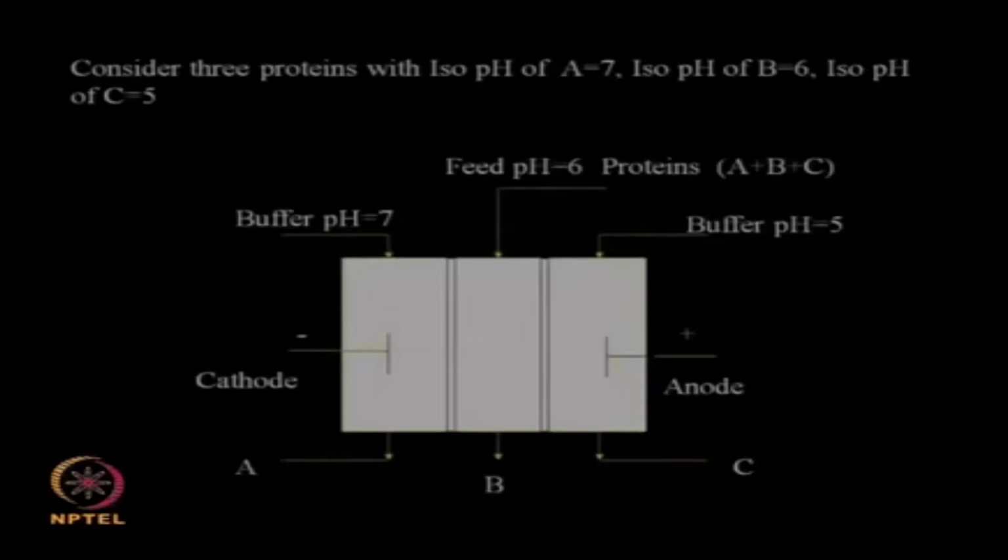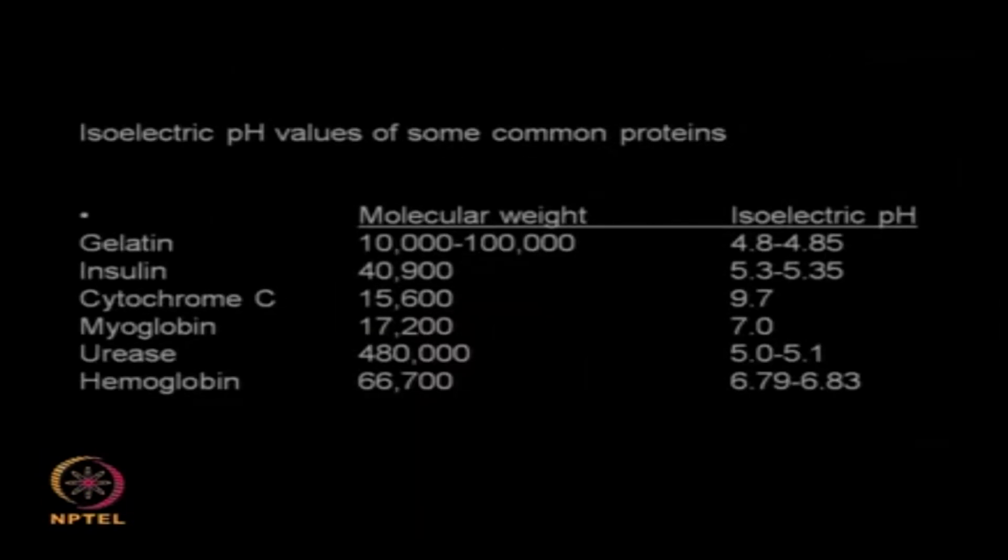Proteins with charge become neutral at their isoelectric pH. So when they have charges and I apply a voltage, they will be migrating until they reach their isoelectric pH. So proteins will be located in their respective isoelectric pH, and that principle is used in this type of separation. So each protein has a different isoelectric pH. In fact, this table tells you that.